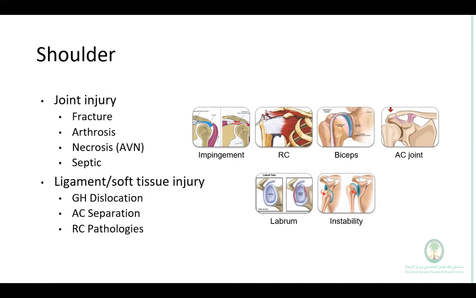So the glenohumeral dislocation is very important, and other injuries can happen. It can have a fracture dislocation. It can have a joint injury and ligamentous injury at the same time. Okay? And then you can have AC separation.